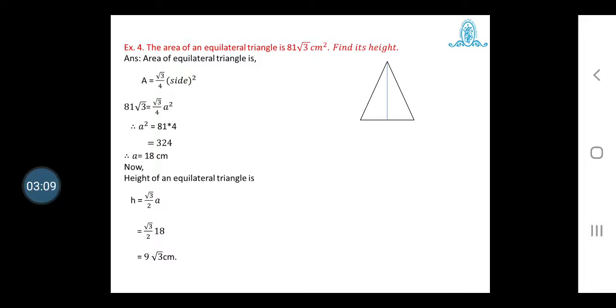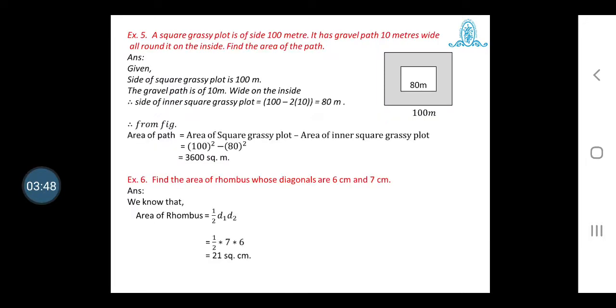Now, we want to find height of the equilateral triangle, and its formula is height h is equal to root 3 by 2 into side of the equilateral triangle, which is a. So, if we substitute the value of a, which is equal to 18, which we already found by using the formula, then the answer is 18 into root 3 divided by 2. So, 18 upon 2 is 9. So, the height of the equilateral triangle h is equal to 9 into root 3 centimeter. So, by using area, we found the height of the triangle. Okay. So, we will go through the next example.